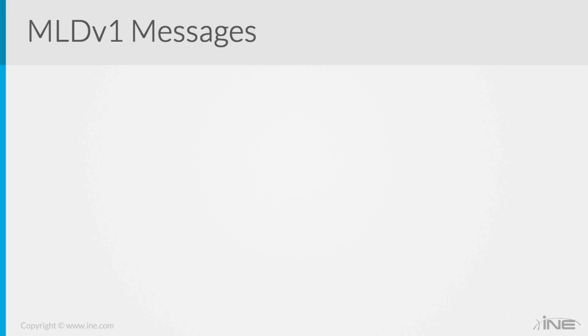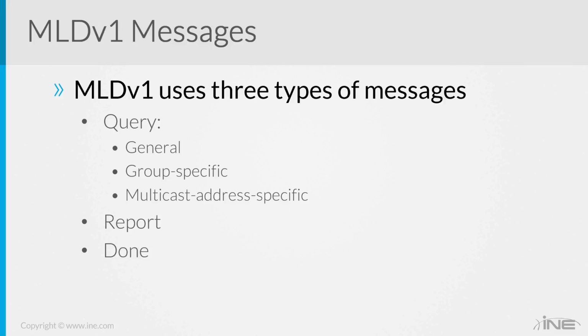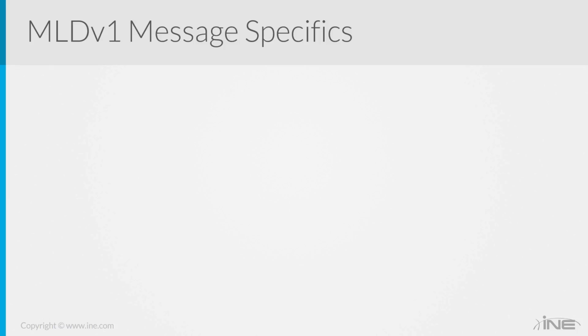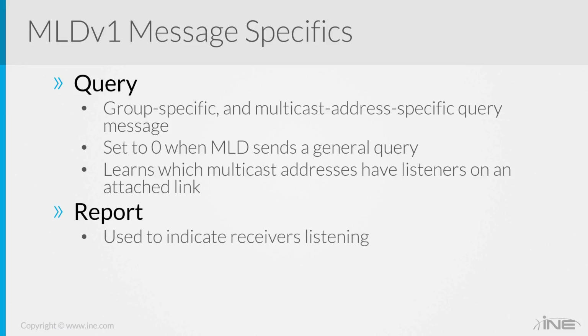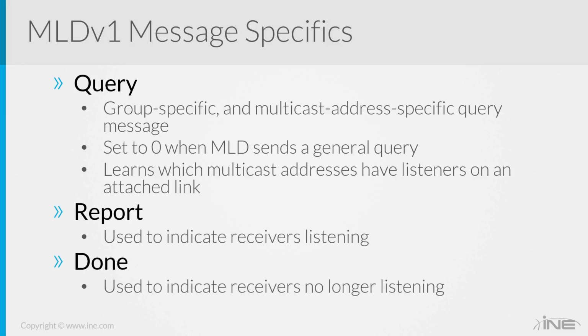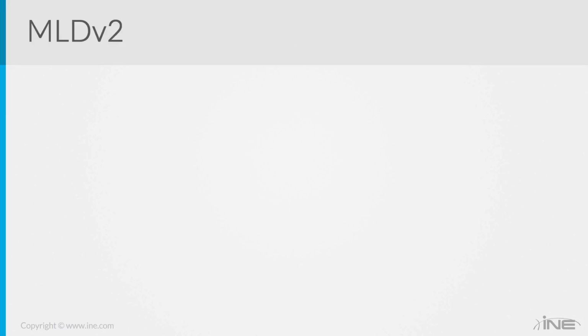Some of the MLD version 1 messages. You have 3 messages. You have a query, which is the general query, the group specific and multicast address specific, report, and done. Message specifics, you have the query, which is the group specific, set to 0 when MLD sends a general query, learns which multicast addresses have listeners on an attached link. The report is used to indicate receivers listening. Done indicates receivers are no longer listening.